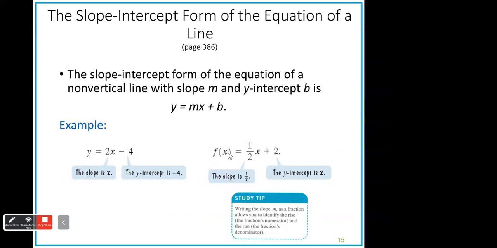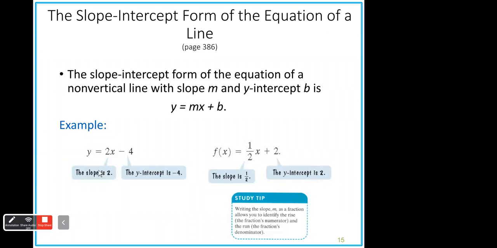The function of x is equal to half x plus 2. So basically it's the same format, we're just changing this portion to represent a function. But the slope in this case is half, and the y-intercept is 2. So it means that it's going to pass through the y-axis at 2.